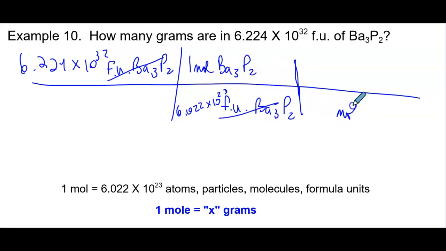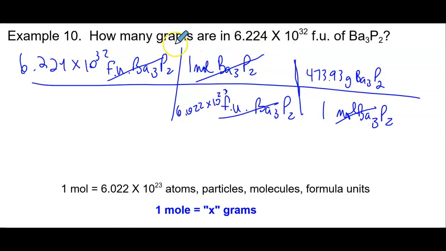So I have moles, so I've got to have moles of barium phosphide here. And I know that I want to get to grams, so this conversion factor will help me. I know 1 mole of barium phosphide is equal to its molar mass. I calculated that previous to starting these notes, 473.93 grams of barium phosphide. Again, I use the periodic table numbers. So moles of barium phosphide cancel, leaving me grams, which is what I wanted. So now I'm going to multiply and divide and get my answer.